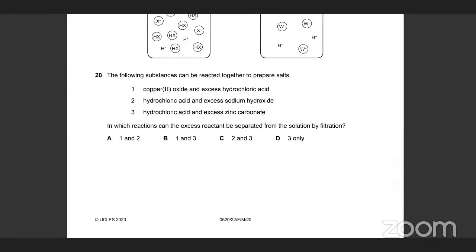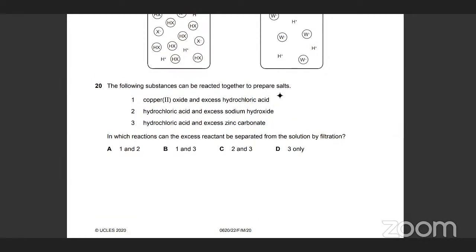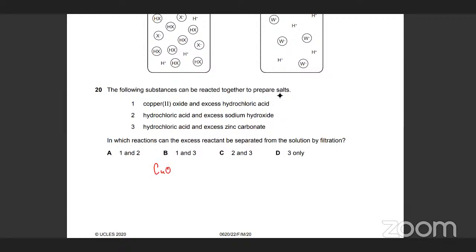The following substances can react together to prepare salts. The substances can be reacted together to prepare salts, right? So you've got copper 2 oxide and excess hydrochloric acid, right? अच्छा, ये salt preparation बारी बारी कर लेते हैं। Copper oxide वो रिवाइज भी कर लेते हैं। Copper oxide plus hydrochloric acid and it produces copper chloride plus water, right?